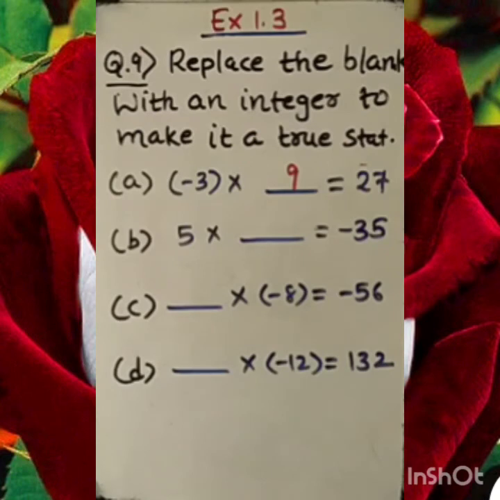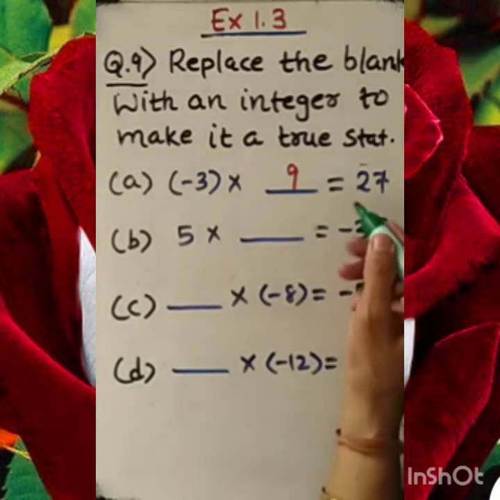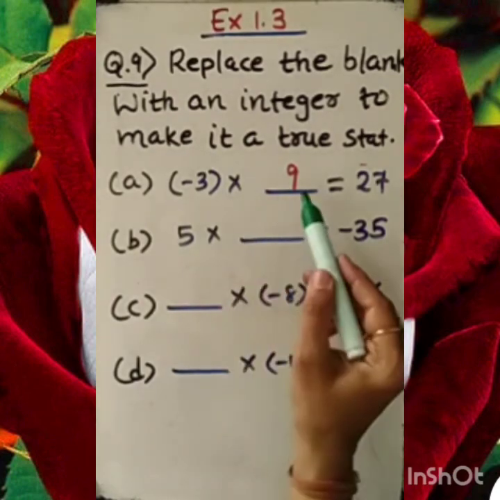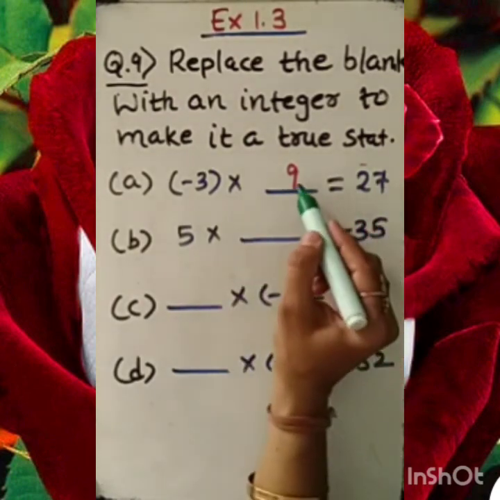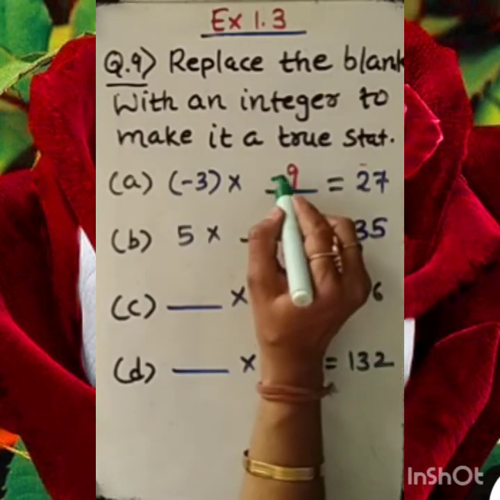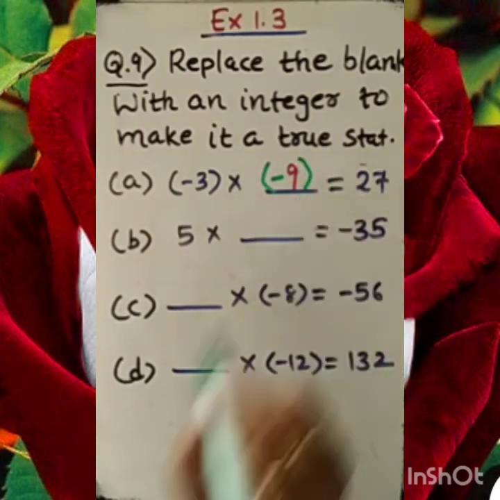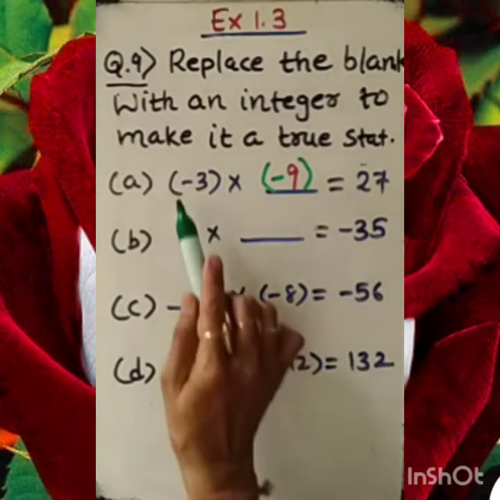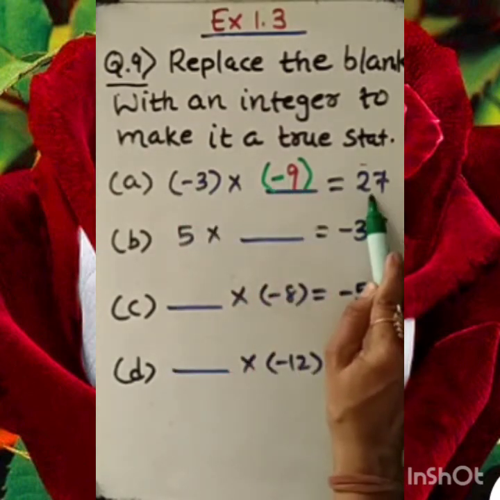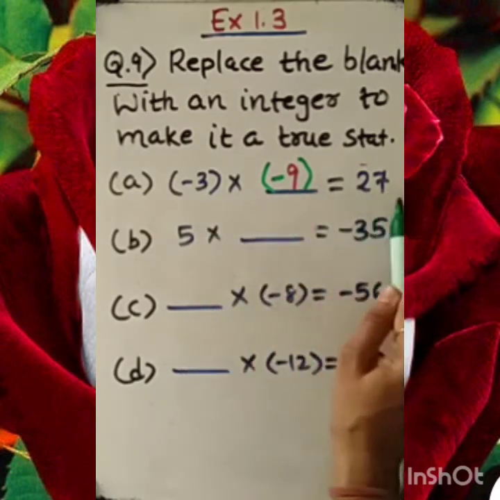But here the answer is positive, right? Minus 3 into 9 is 27. But if we write 9, then the answer will be minus 27. So here we need to write minus 9, because while multiplying, minus into minus gives a positive answer. So 3 nines are 27.